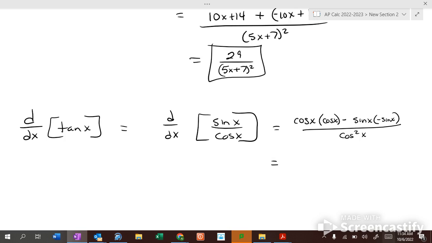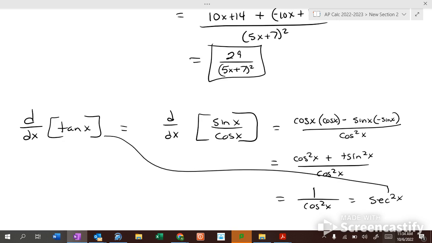Well, what's cosine times cosine? Cosine squared of x minus a negative sine squared of x. Minus a negative is plus a positive. What's cosine squared plus sine squared? Thinking back to our trig identities. 1, that's a Pythagorean identity, which is 1 over cosine squared of x, which is, what's 1 over cosine squared? It's secant squared of x. That's why the first derivative of tangent is secant squared of x.